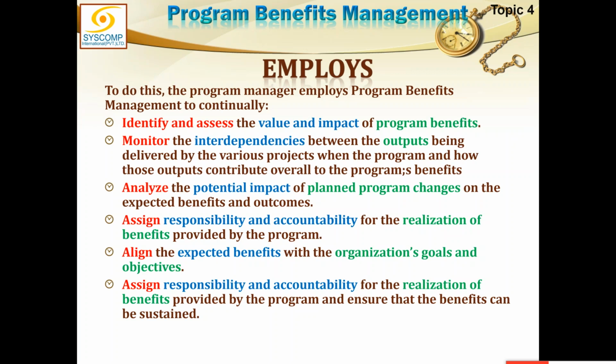Lastly, assign the responsibility and accountability for the realization of the benefit. Who is responsible for realization of those benefits? Normally, it is a program level issue. So it is provided by the program and ensure that the benefits can be sustained. That is the most important thing, because once the benefit has been realized and they are being delivered, at that point we have to transition them and then ensure that they can be sustained by whomsoever is taking over. So generally, this is a summary of what all will be done by the benefit management.